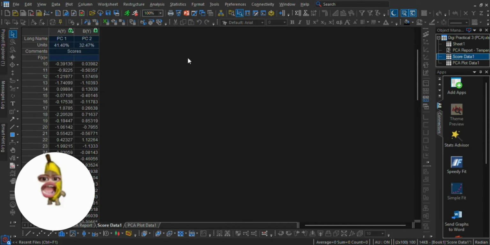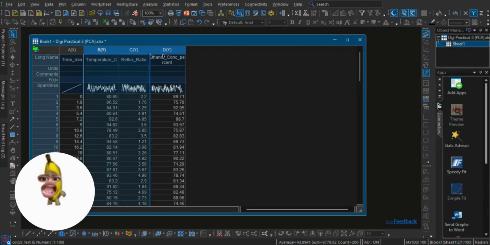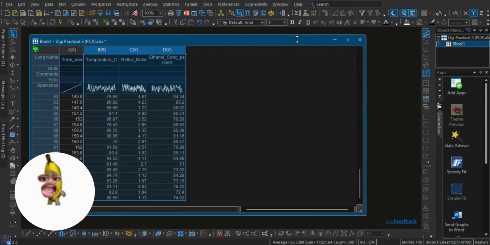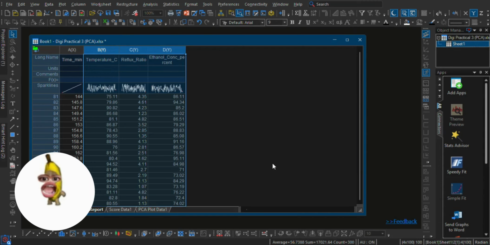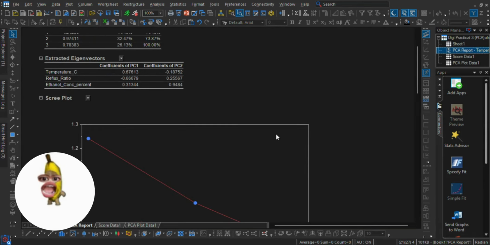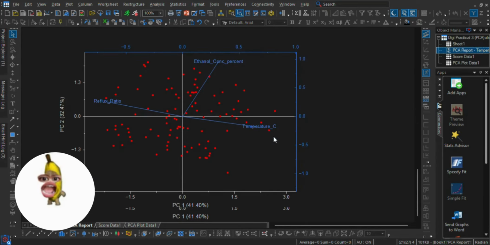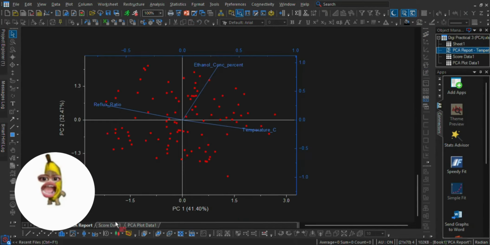In conclusion, PCA successfully simplified the multivariate distillation data and identified temperature as the most critical parameter affecting process stability, while ethanol concentration mainly influenced product purity. This demonstrates how chemometric techniques such as PCA help improve understanding and control of industrial processes.